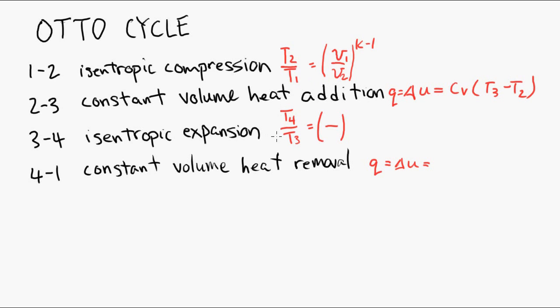For the isentropic expansion, we can use our isentropic formulas again for ideal gases with constant specific heats. So then we have V3 over V4 to the exponent k minus 1. For the constant volume heat removal, again doing a control mass, we have delta U equals Q, or CV is equal to T1 minus T4.